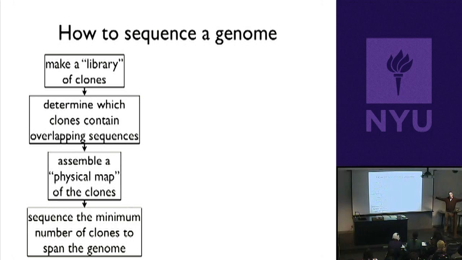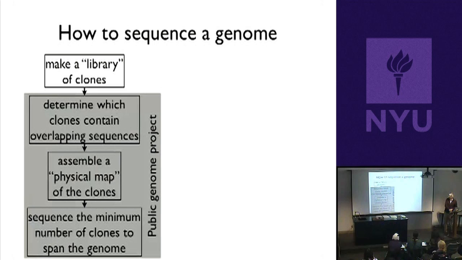And then, as you know, about halfway through the completion of that project, a private company was formed to do the same thing for about 10 times less money, for about 5 times less time, and that was a company called Celera Genomics. And their idea was to shortcut the whole procedure by taking that library of clones and just start sequencing every single one of them.